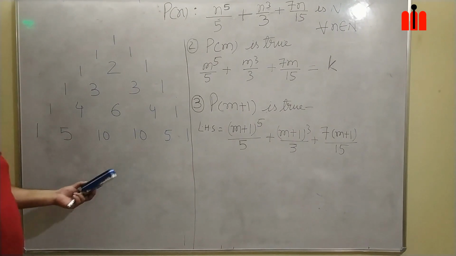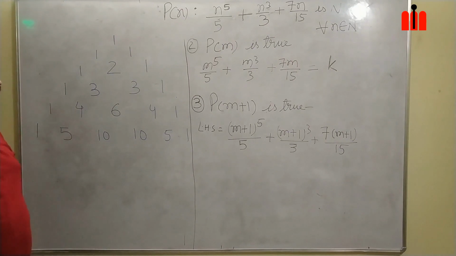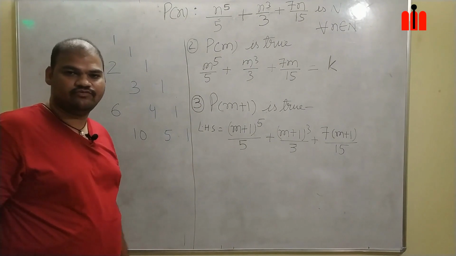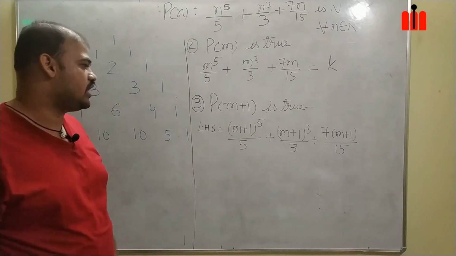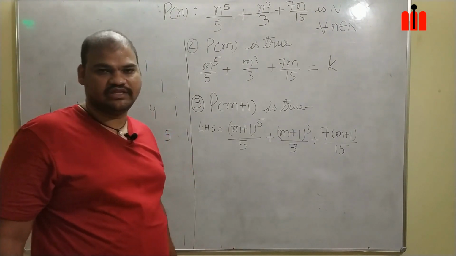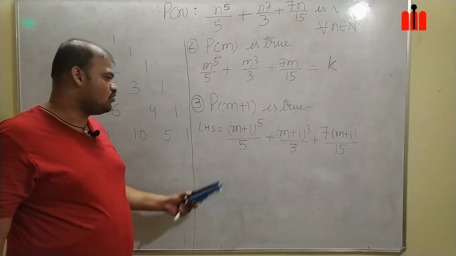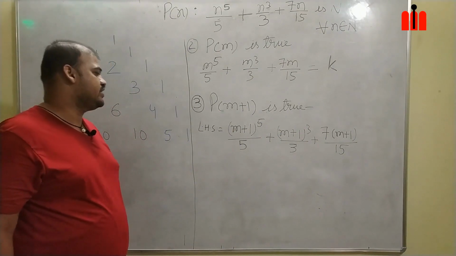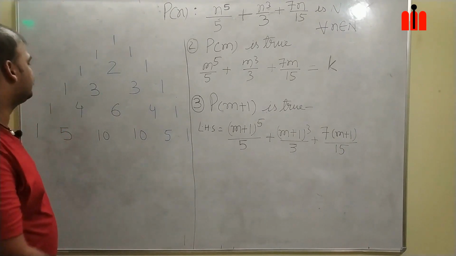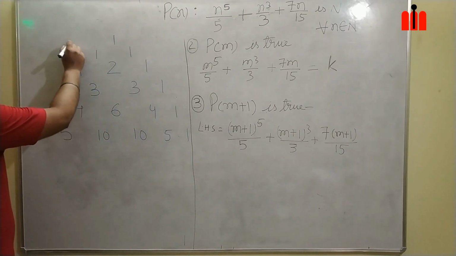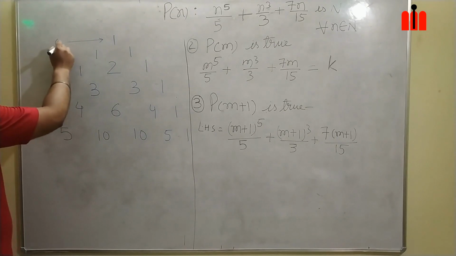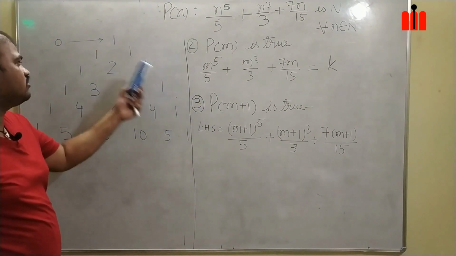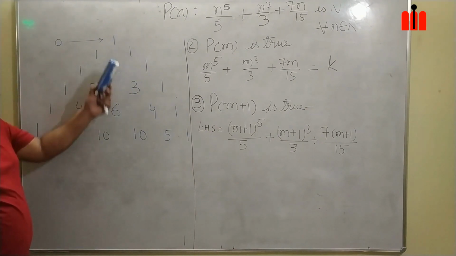What is the significance of this triangle now? In an expansion such as m plus 1 to the power of 5 or m plus 1 to the power of 3, how easily can I expand it? Okay. So you can see the first row is dedicated to the power of 0. So m plus 1 to the power of 0 will be 1. So this is the 1.